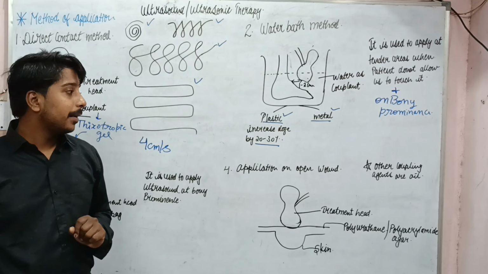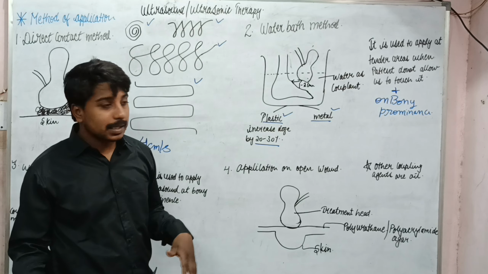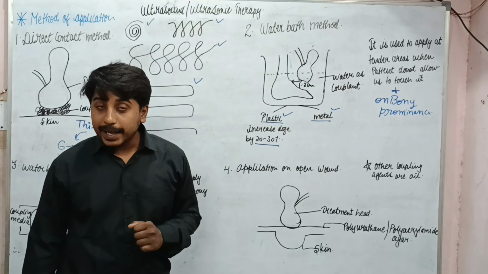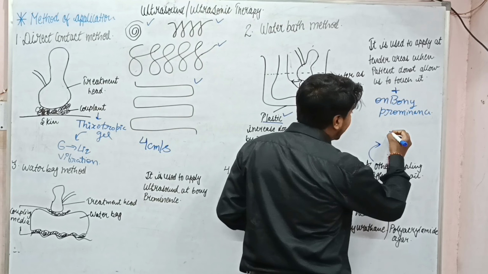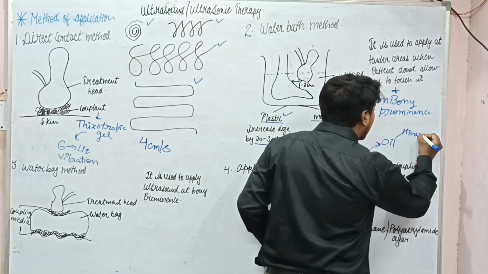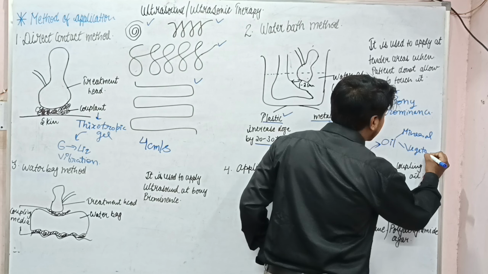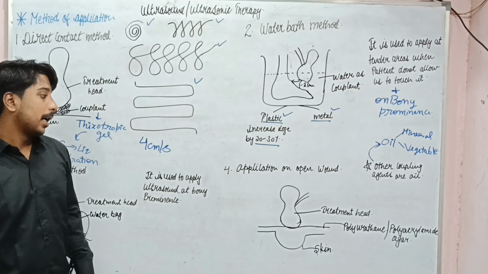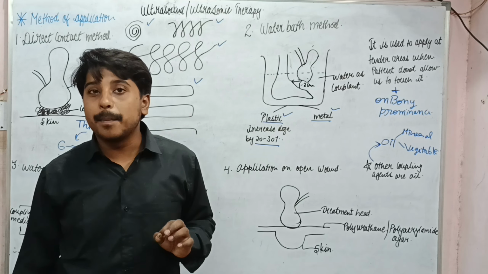And other coupling agents: normally we use thixotropic gels, and two more are polyurethane agar and polyacrylamide agar. Next, we can use oil, which can be mineral oil, or even vegetable oil can be used. So oils can also be used as coupling media.